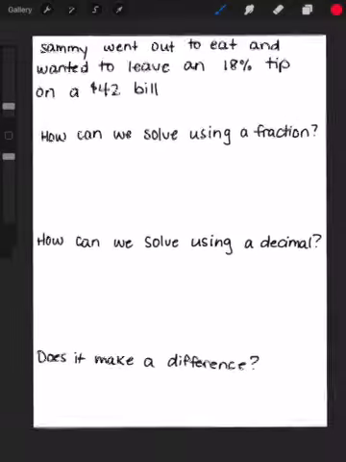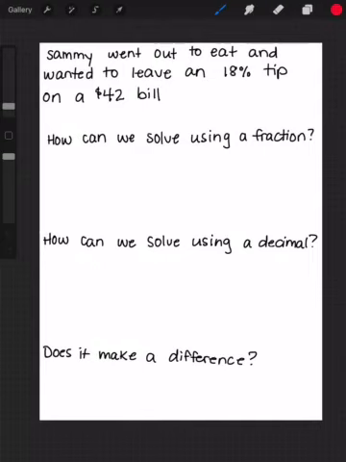All right, so finally, a real-world application of how we could use this to solve. Okay, so Sammy went out to eat and wanted to leave an 18% tip on a $42 bill. How can we solve this using a fraction? Well, what we want to know is 18% of 42. That's what we want to know.